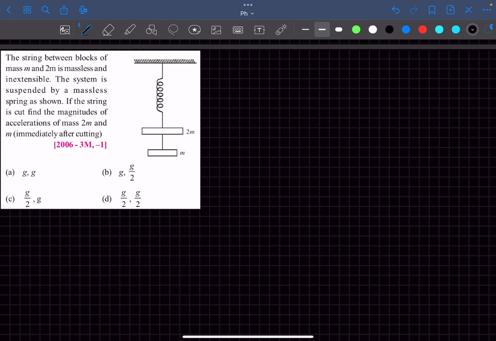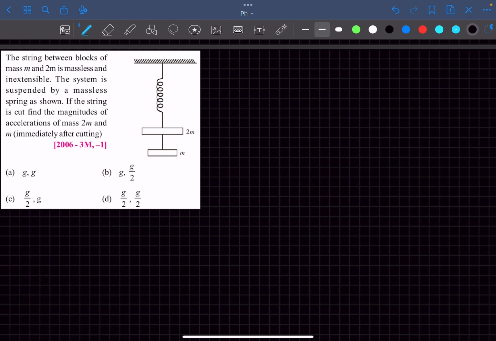We have to keep a key concept in mind while solving these problems, and it is that instantaneously after cutting this string, the extension that was already present in this spring will remain exactly the same. So let's say if the spring was extended by an amount of x naught, that will still be x naught immediately after this string is cut.